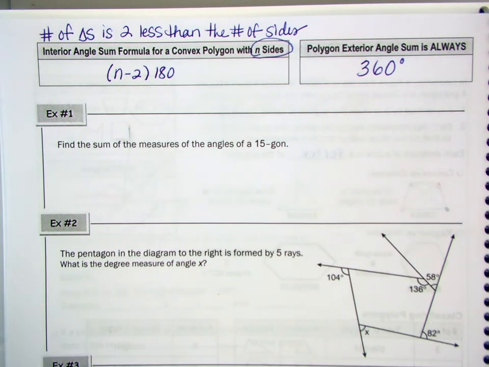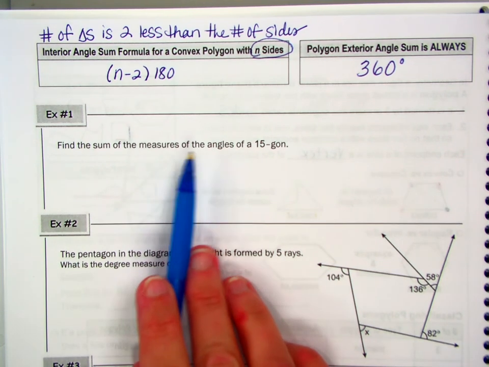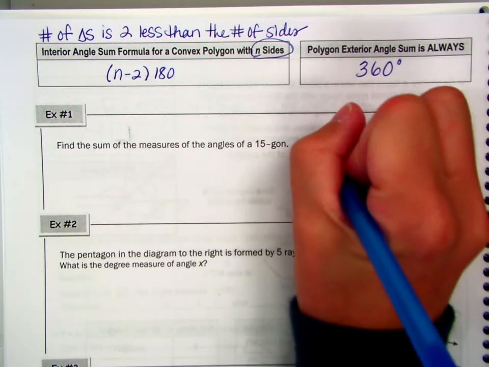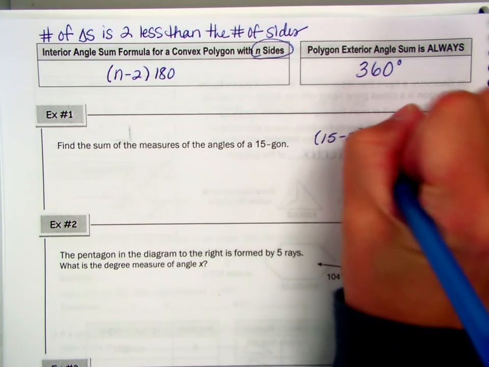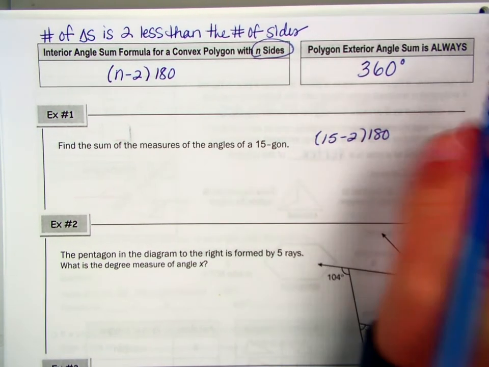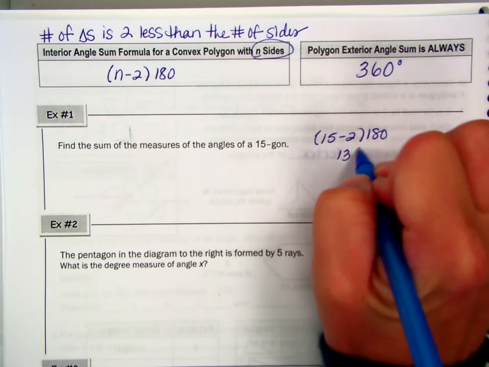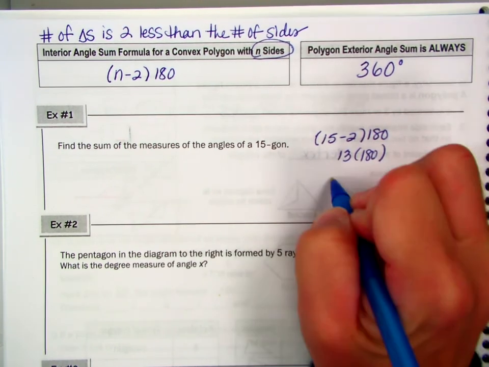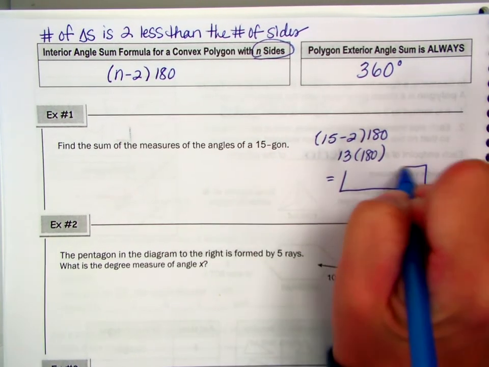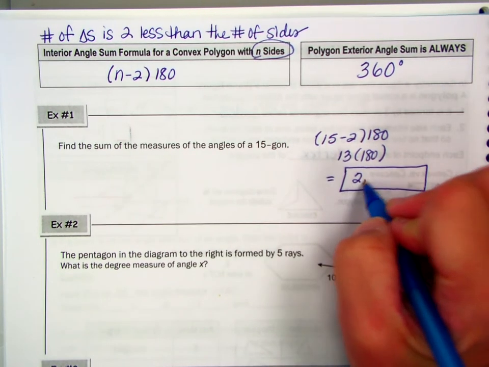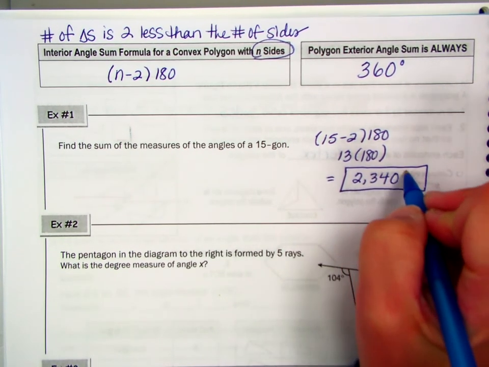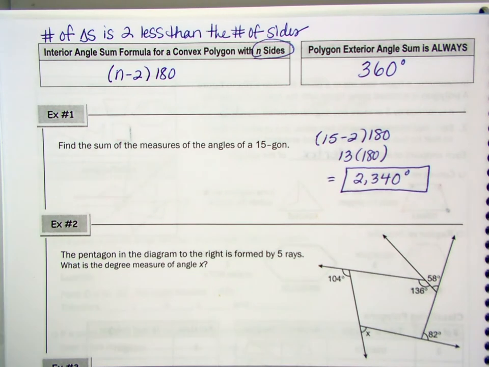So number one, find the sum of the measures of the angles of a 15-sided polygon. Now, if they didn't tell us they were exterior angles, we know that they are interior. So plugging it into the formula, 15 minus 2 times 180. Well, you can type that whole line in or do 13 times 180. We get an interior angle sum, or all the angles add up to 2,340 degrees. It's important that you include that unit of measurement.